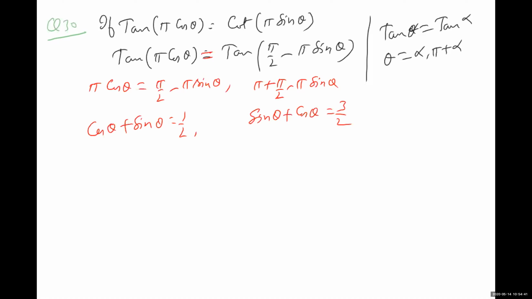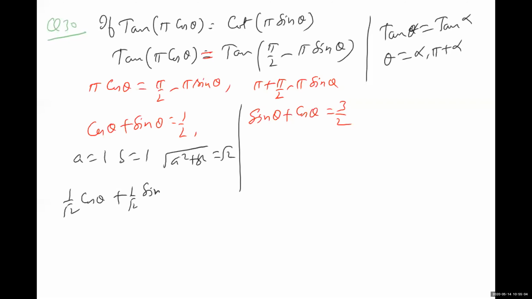Let us come here first. Let us solve this. Both may be possible, may not be possible. That we will check. So here it is in the form of a sin theta plus b cos theta is equal to c. So divide by under root a square plus b square. A is equal to 1, b is equal to 1. So under root a square plus b square is equal to under root 2. So 1 upon under root 2 cos theta plus 1 upon under root 2 sin theta is equal to 1 upon 2 under root 2.